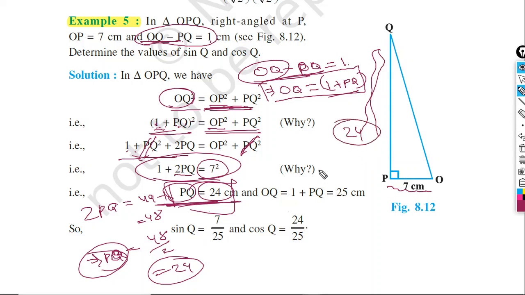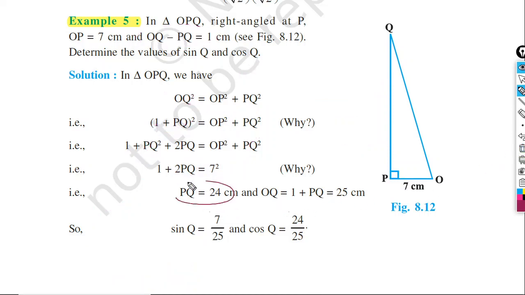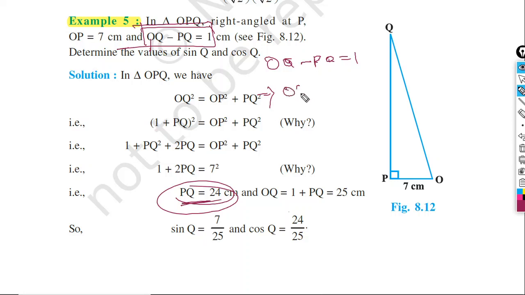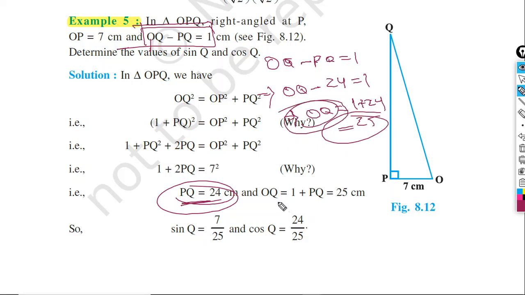Now we had OQ equal to 1 plus PQ, and we got PQ equal to 24. You can use this in this statement: OQ minus PQ equals 1. Put the value of PQ: OQ minus 24 equals 1, which implies OQ equals 1 plus 24 equals 25. So we got the value of OQ also, and OQ is equal to 25.